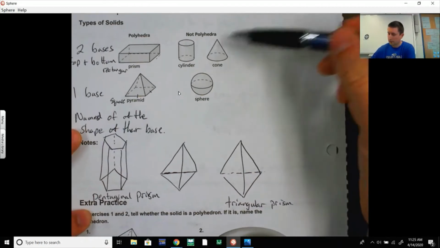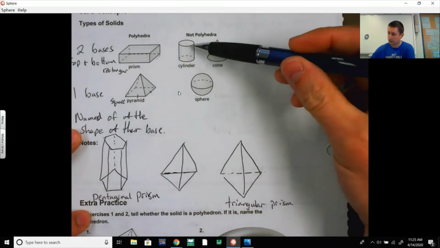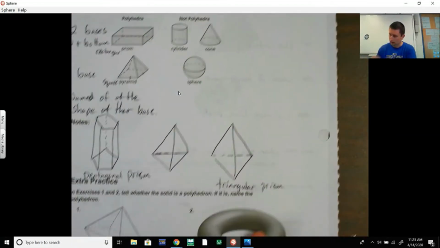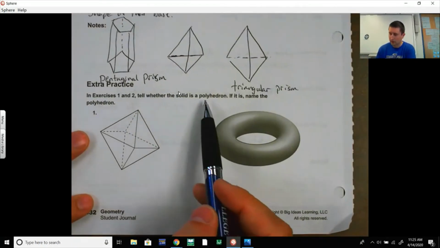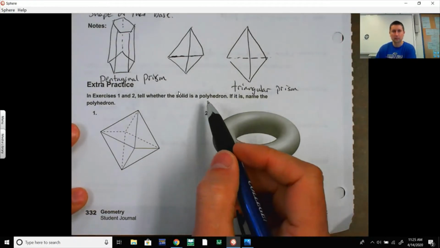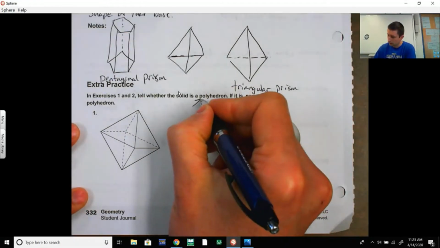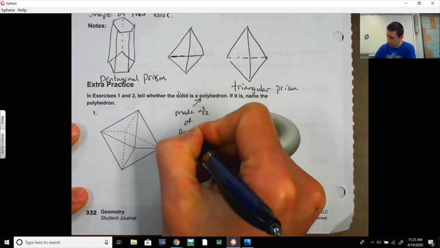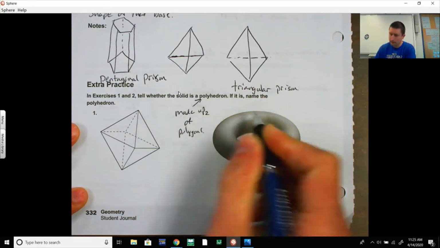These are not polyhedra. You notice the curved surfaces: cylinders, cones, and spheres. They are not polyhedra. So tell whether the solid is a polyhedron. That means, is it made up of polygons? It has to be made up of polygons. If it is, name the polyhedron.